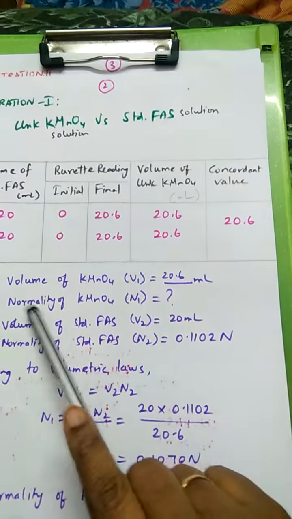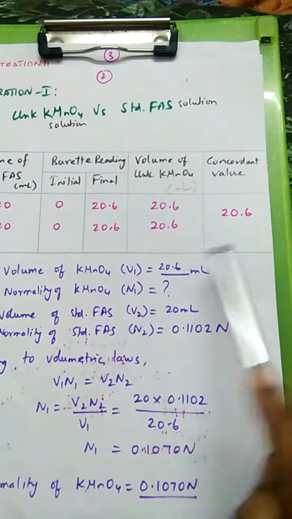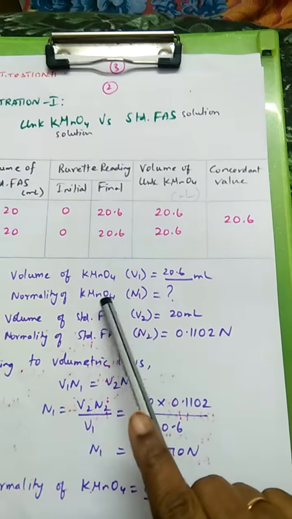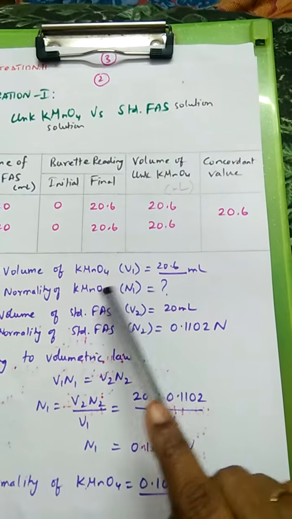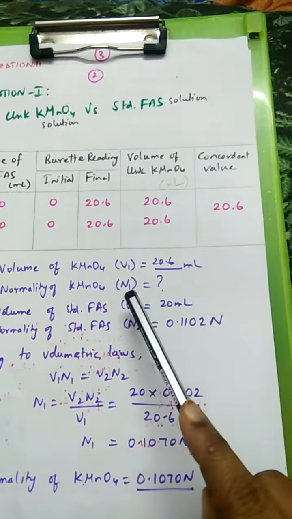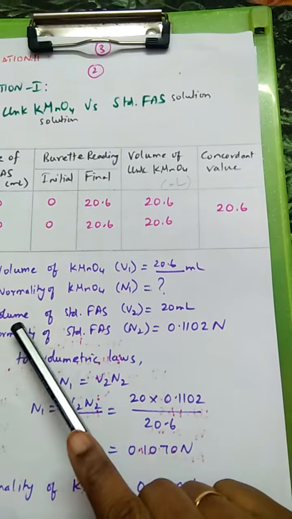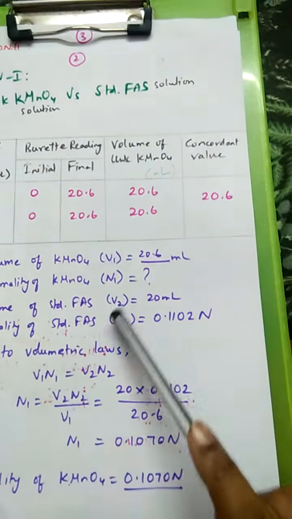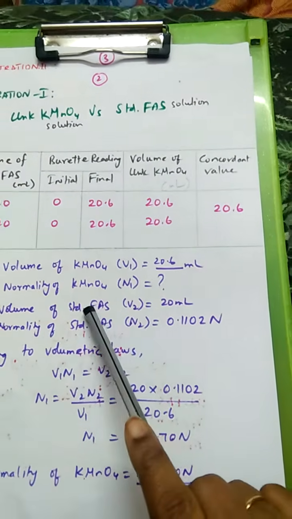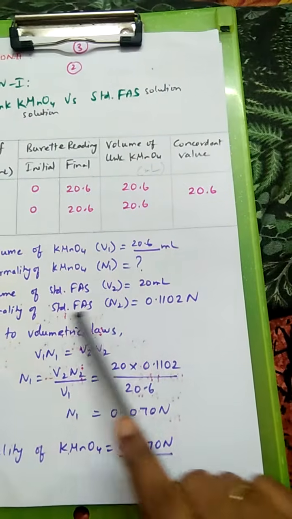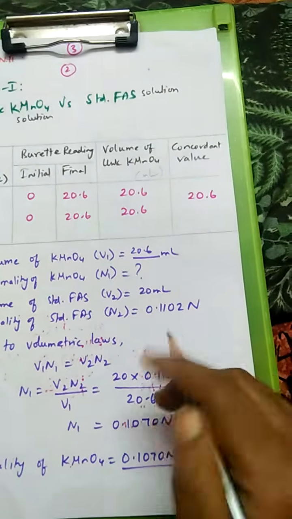Whatever normality you are going to calculate, let us consider it as N1 uniformly. So normality of potassium permanganate is to be calculated, so it is N1. If the normality of potassium permanganate to be calculated is N1, its volume will be V1, and the volume and normality of the other solution will be V2 and N2. Here the other solution is standard FAS, so volume of standard FAS is 20 ml. Normality of standard FAS is given in the question itself.